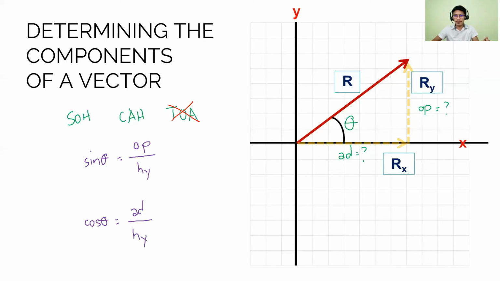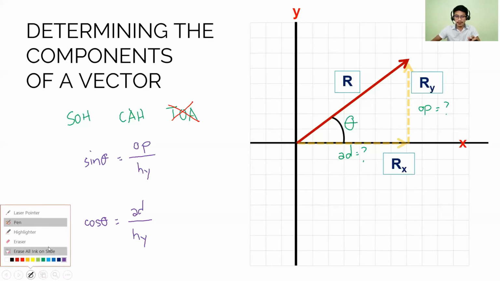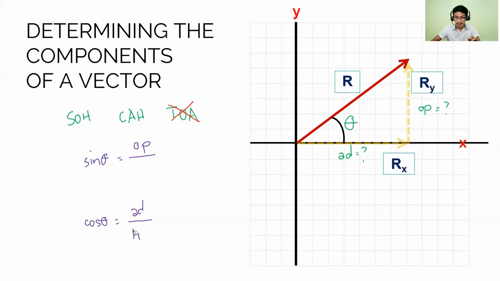Ang unknown natin is yung opposite side and then yung adjacent side. Remember, the hypotenuse here is our resultant. Yan. Our vector. So we are going to change that into our resultant vector. Resultant vector. So, yeah. This is our R. Okay, this is our R.